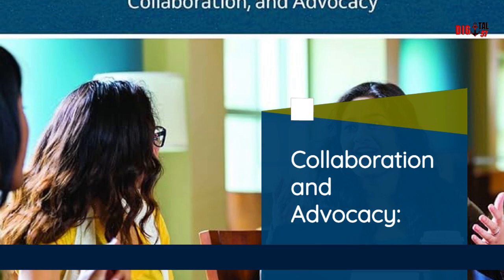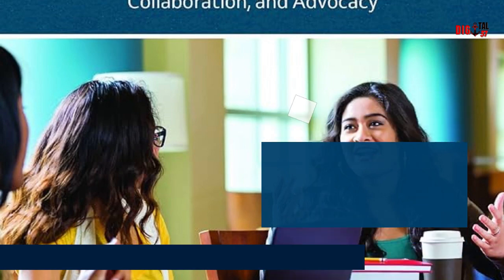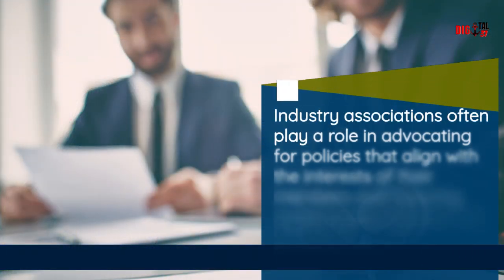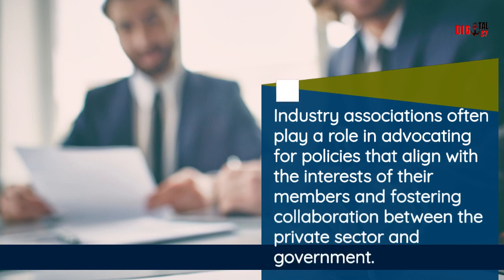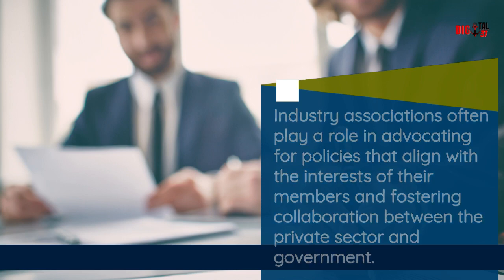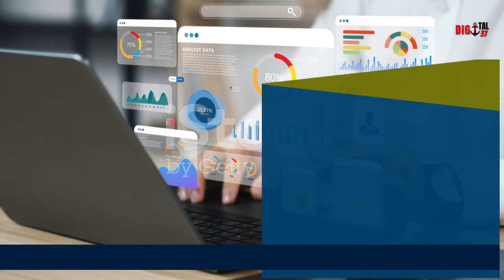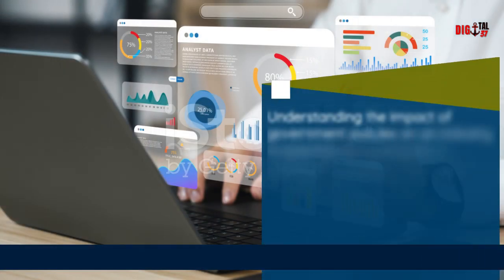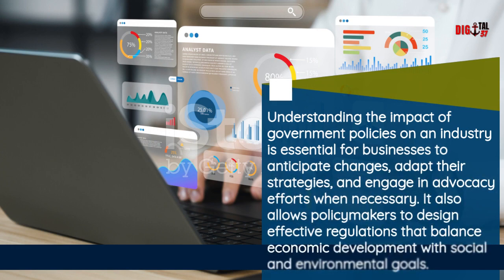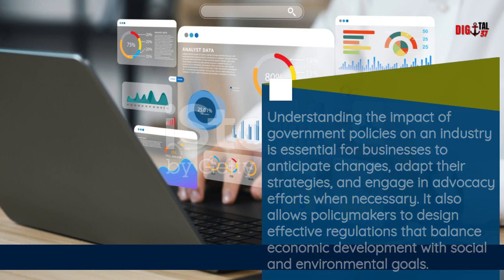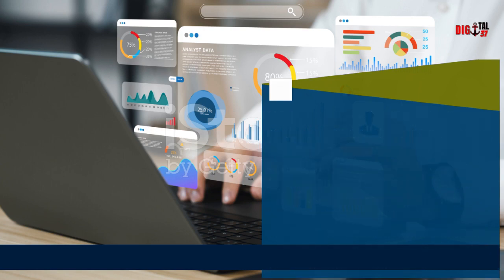Collaboration and advocacy. Industry associations often play a role in advocating for policies that align with the interests of their members and fostering collaboration between the private sector and government. Understanding the impact of government policies on an industry is essential for businesses to anticipate changes, adapt their strategies, and engage in advocacy efforts when necessary. It also allows policymakers to design effective regulations that balance economic development with social and environmental goals.